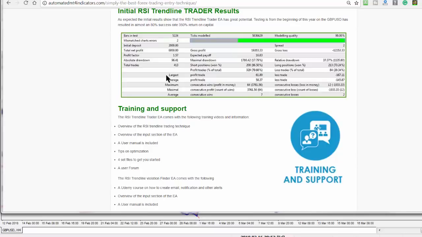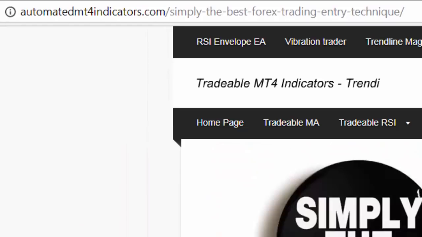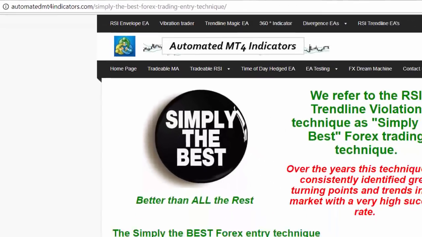It's 80%. It has to be calibrated for the actual currency and time frame that you're using. So you do need those kind of skills. We do give some guidance in the forum on what kind of settings to use. So visit this website to view more details about this EA.